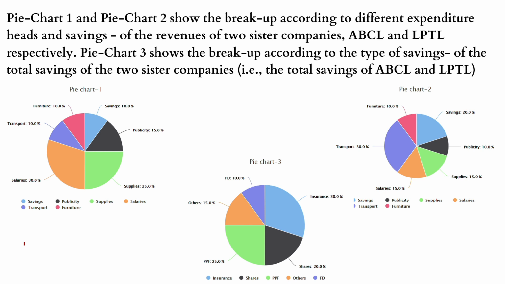Let's move on to the second set of pie charts. Pie chart 1 and 2 show the breakup according to different expenditure heads and savings of the revenue of two sister companies, ABCL and LPTL respectively. And pie chart 3 shows the breakup according to the type of savings of the total savings of the two sister companies, that is the total savings of ABCL and LPTL. So we have three pie charts here: this is one, this is the second, and this is the third. Pie charts 1 and 2 show the different expenditures for ABCL and LPTL, whereas pie chart 3 shows the savings of both the companies.